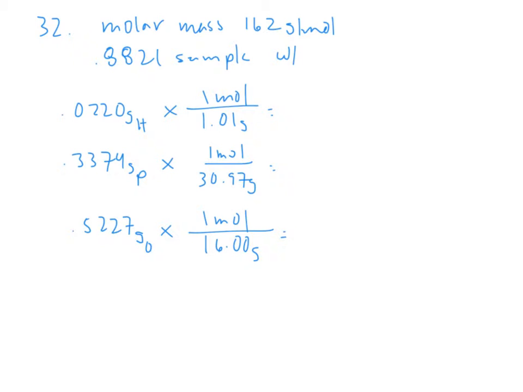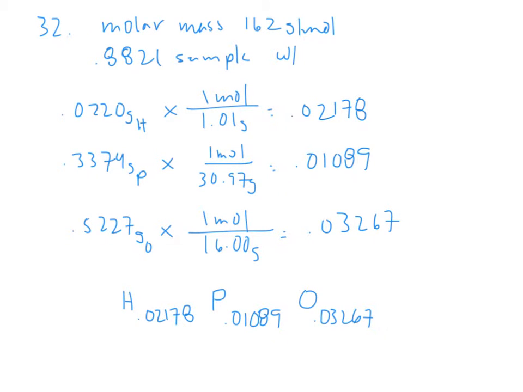So I'm going to go ahead and convert these to moles. So after converting to my molar amounts, here's my ratio. So my smallest ratio is the 0.01089 from phosphorus. So if I go ahead and divide each of my molar amounts, I'm going to come up with the hydrogen 0.02178 divided by the 0.01089. It's going to be 2. The P is obviously going to be 1. And the oxygen 0.03267 over 0.01089, I'm guessing that's going to be around 3, and it is. So H2PO3 is my empirical formula.